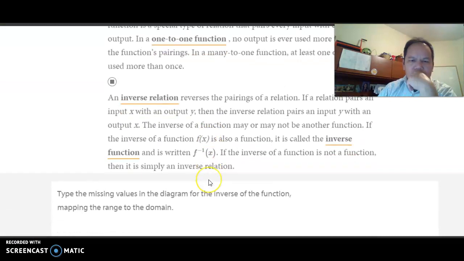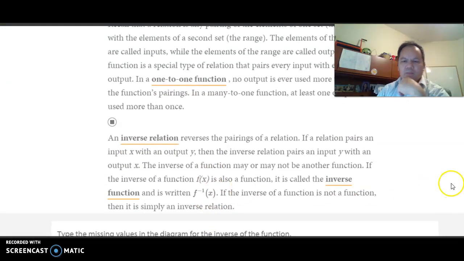An inverse relation reverses the pairings of a relation. If a relation pairs an input x with an output y, then the inverse relation pairs an input y with an output x. The inverse of a function may or may not be another function. If the inverse of a function, f of x, is also a function, it is called the inverse function and is written f inverse of x. If the inverse of a function is not a function, then it is simply an inverse relation.